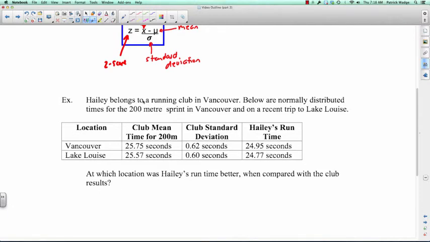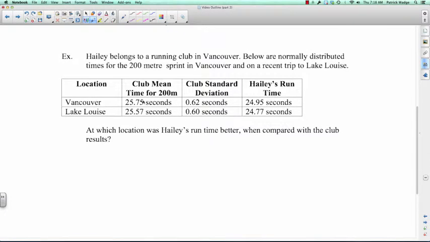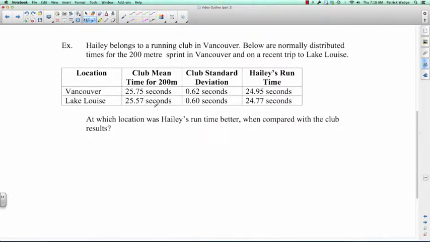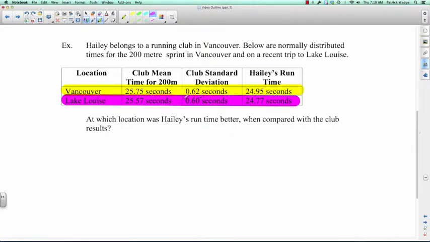Okay, Haley belongs to a running club in Vancouver. Below are normally distributed times for the 200-meter sprint in Vancouver and on a recent trip to Lake Louise. So the team raced in Vancouver, and the mean time for the whole club was 25.75, and the standard deviation was 0.62, and Haley's time was 24.95. Then they went to Lake Louise, and the mean time for the club was a little faster, the standard deviation was a little smaller, and Haley's time was also a little faster.